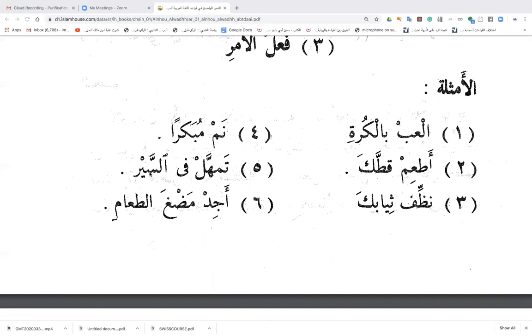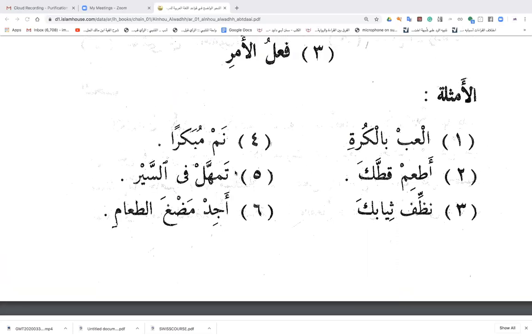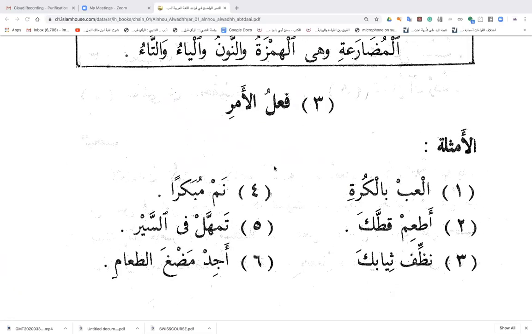تمهل في السير. Walk in a balanced kind of slow pace. أجد مضغ الطعام. What I understand this to mean is like eat, swallow your food, right? شيئا فشيئا. Again, these are all orders, and I may be wrong on this. I have to check. These are all orders.